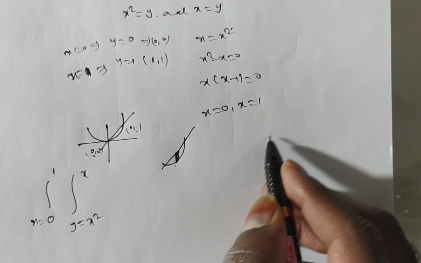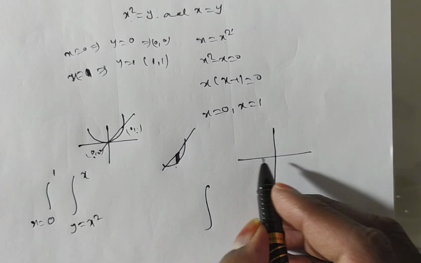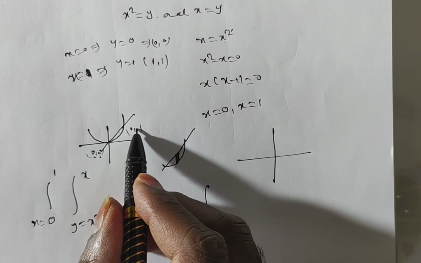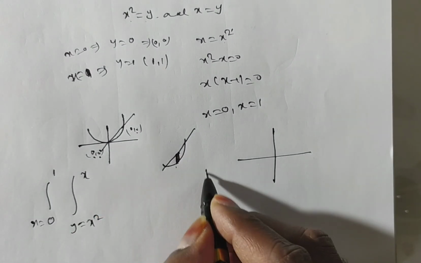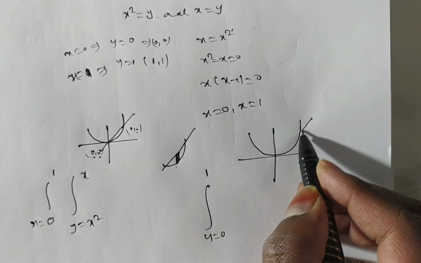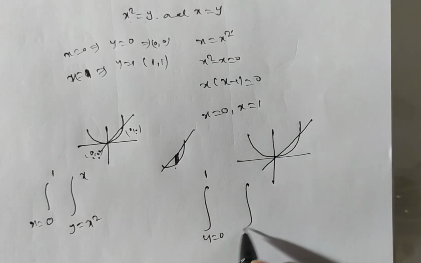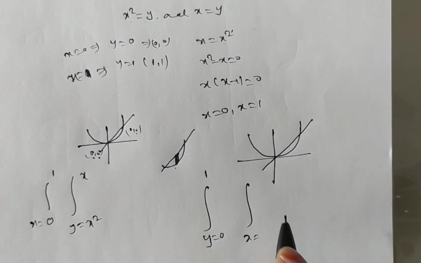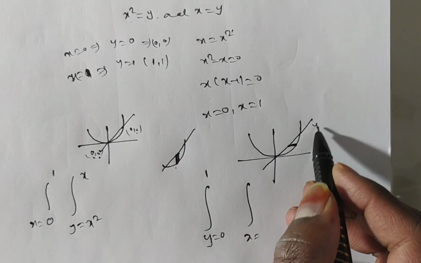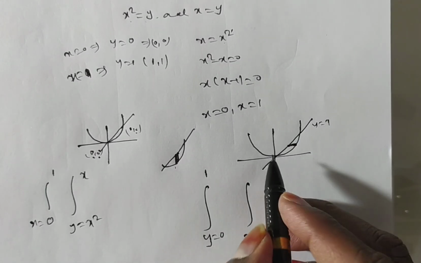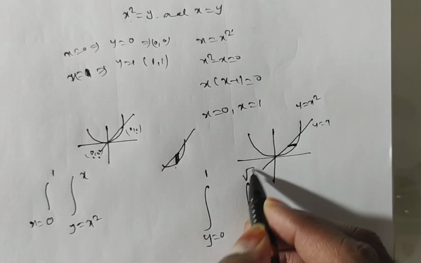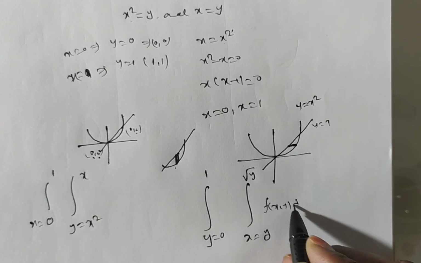That's it. Now next, if y is independent, then y starts from 0 and moves to 1, so y is equal to 0 to 1. Next I want the limits of x, so x should be the dependent limit. So draw the strip which is parallel to the x axis. For this strip, the left side curve is y is equal to x, so x is equal to y, and the right side is y is equal to x square, so x is equal to root y. So the integral is f of x comma y dx dy.